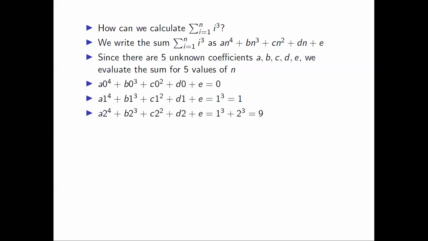Now, the next line right here, we plug in 2. And this gives us a times 2 to the 4th plus b times 2 cubed plus c times 2 squared plus d times 2 plus e, and this equals 1 cubed plus 2 cubed. So we want that to equal our sum from i equals 1 to n of i cubed with n equals 2. So 1 cubed plus 2 cubed gives us 9.